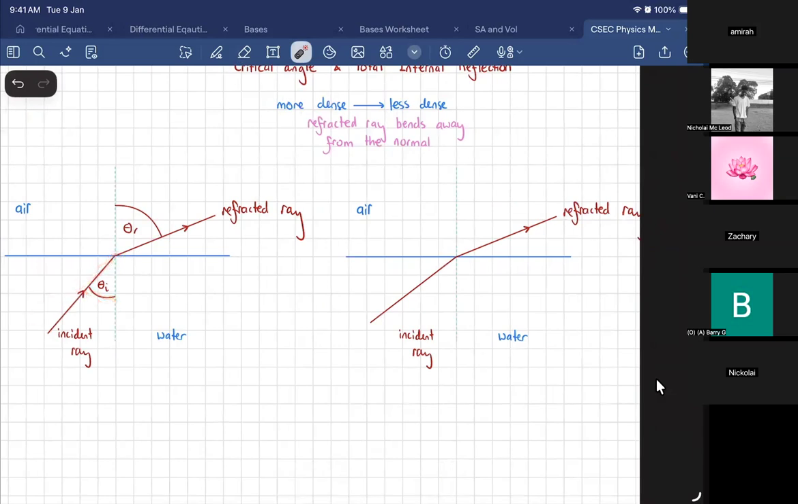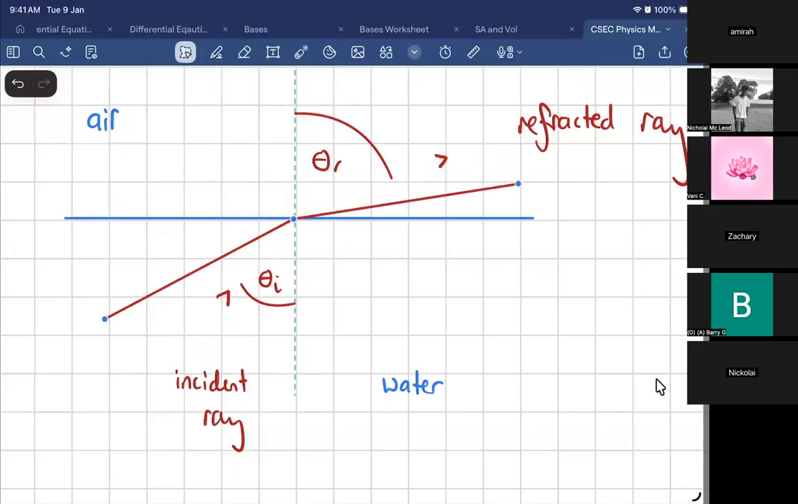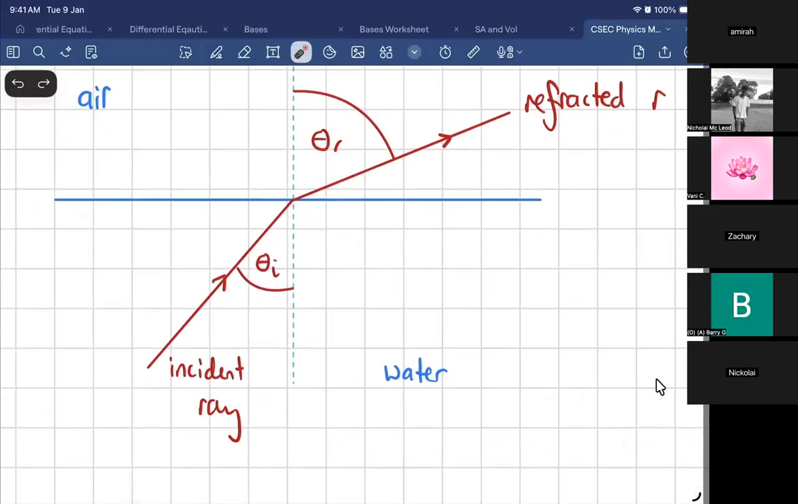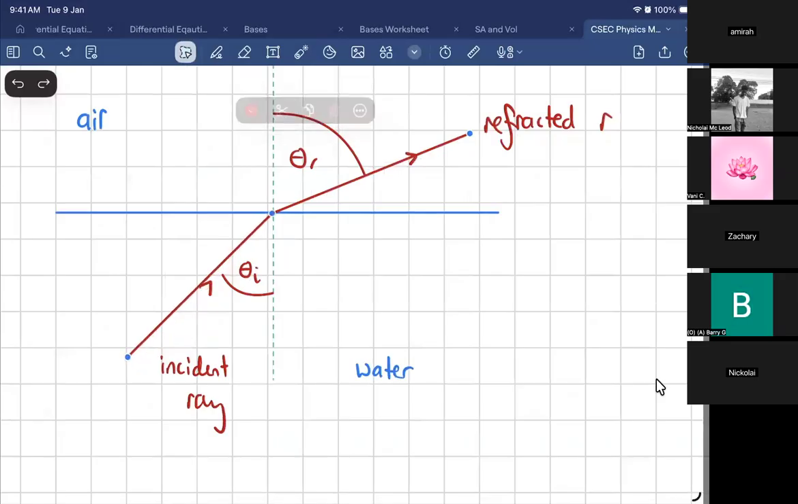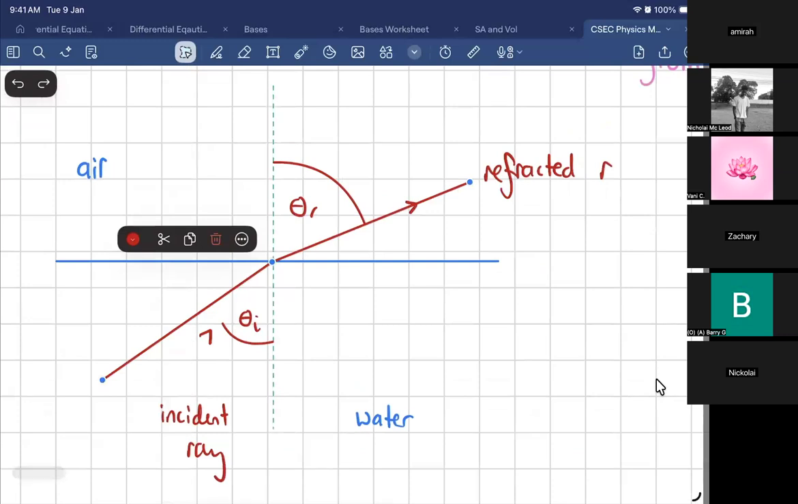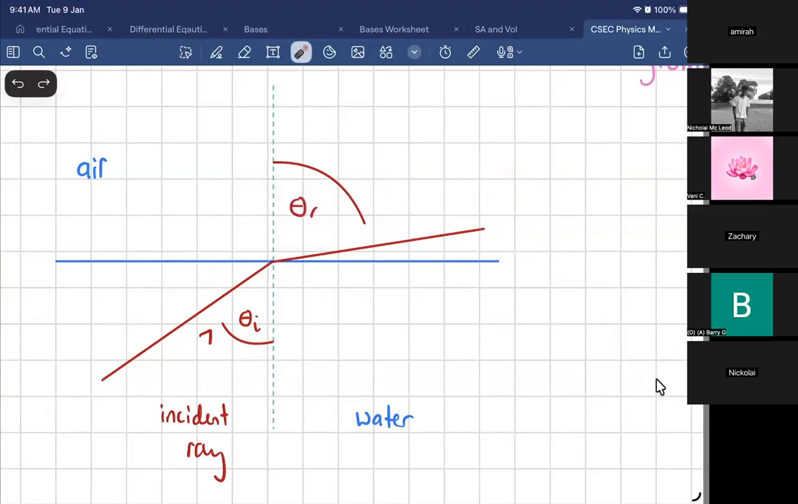Okay, I feel like some people are just very confused. Let me show you what's happening. It gets bigger. Watch. If I make this bigger, this is going to pull even more away from the normal. Amira, you there? Yes, sir. All right, so Amira, I'm going to make this bigger. As I make that angle bigger, the angle of refraction will get bigger. It will go even more away from the normal. That makes sense? It will just keep going more and more away from the normal. You see that, right?